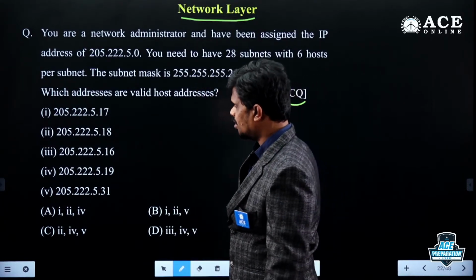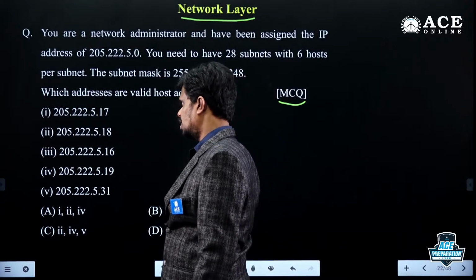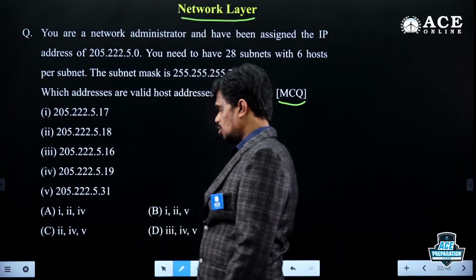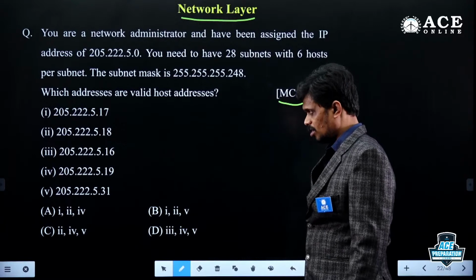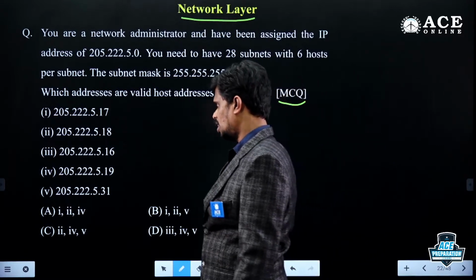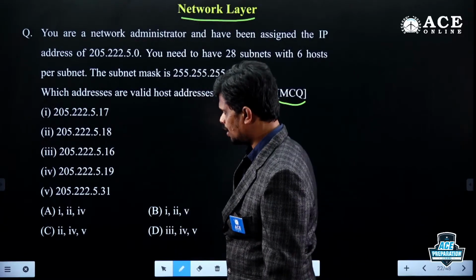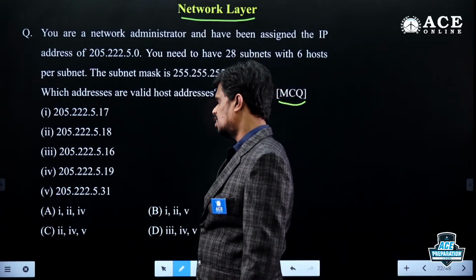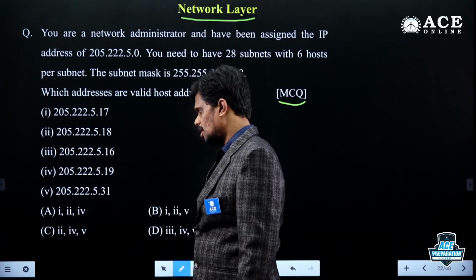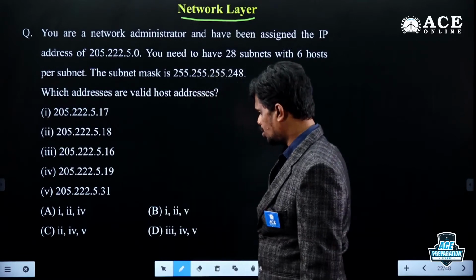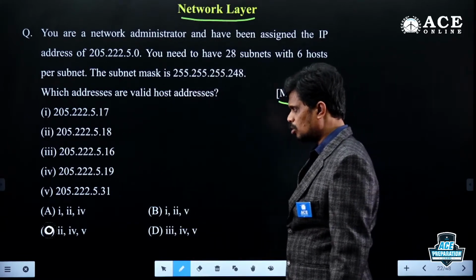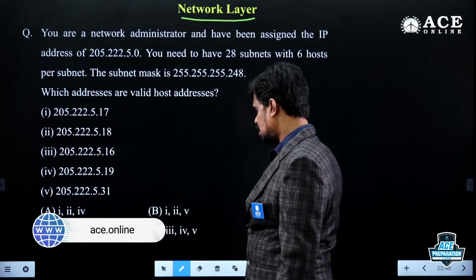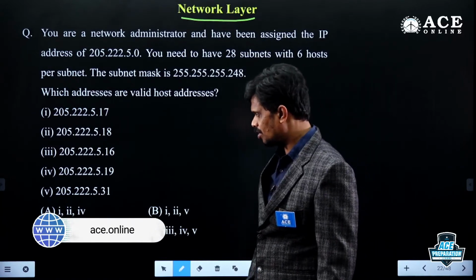The first address given is 205.222.5.17. The second address is 205.222.5.18. The third address is 205.222.5.16. The fourth address is 205.222.5.19. And the fifth address is 205.222.5.31. Option A 124, option B 125, option C 245, option D 345. What is the answer for this?